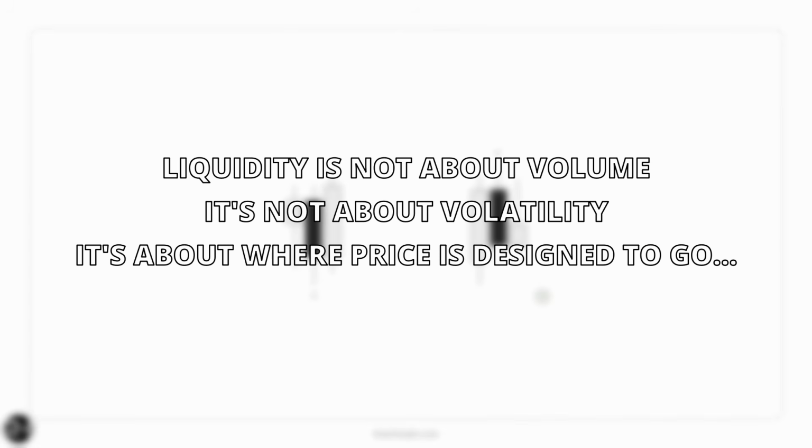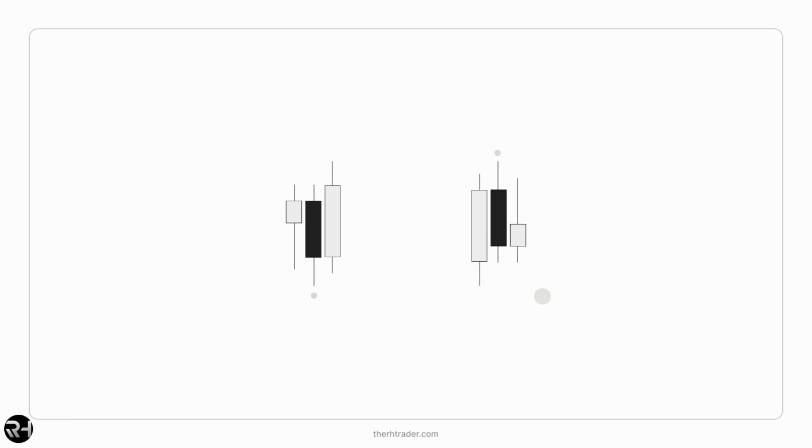Liquidity is not about volume. It's not about volatility. It's about where price is designed to go, to trigger orders at clean highs and clean lows. That is where the retail stops are hiding. It's not about your stop. It's about the area where everyone else is most likely to place theirs. That's what the algorithm targets, and that is liquidity.